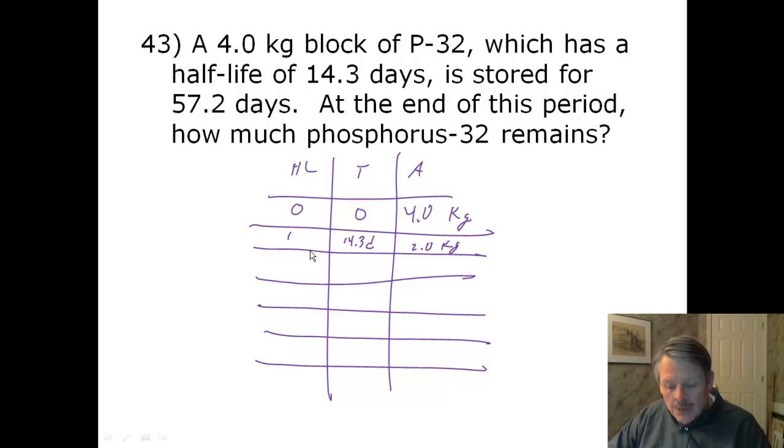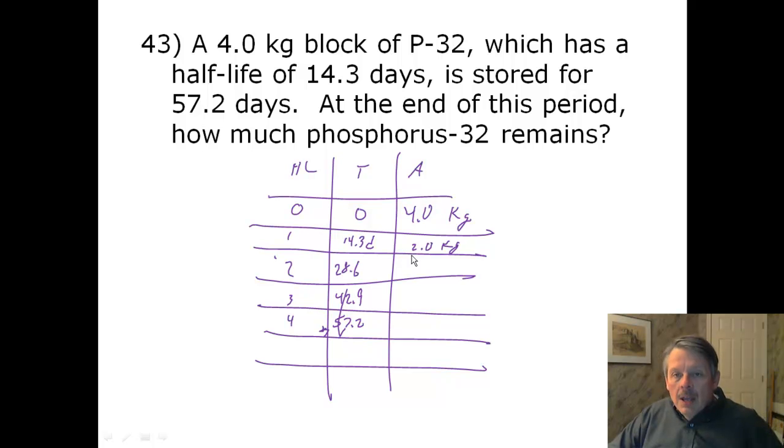We have 14.3. That becomes 28.6, then 42.9, and 57.2. We notice that's 2, 3, 4 half-lives. So if we took the 4 and we multiplied by 14.3, we would get, in fact, 57.2. Anyway, how much do we have left? Well, that becomes 1.0, that becomes 0.5, and that becomes 0.25. So we have 0.25 kilograms, or 250 grams left over.